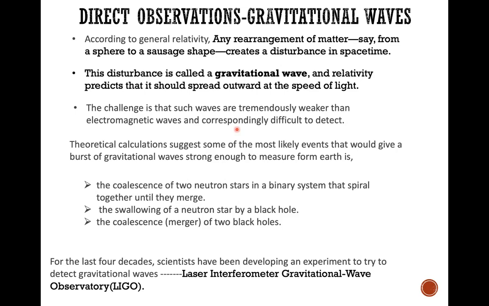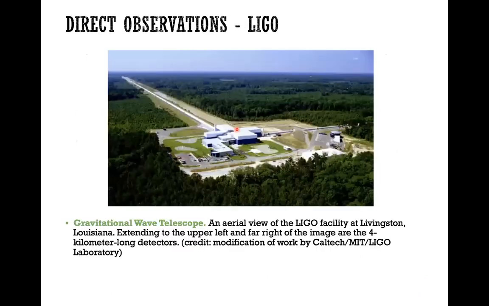So astronomers worked very hard on this for the last 4 decades to develop an instrument or an experiment that can detect these gravitational waves, right? And this is what we call the Laser Interferometer Gravitational-Wave Observatory, or LIGO. You may have heard about this, probably it was in the news in the past few years, because they detected these gravitational waves with this new instrument.